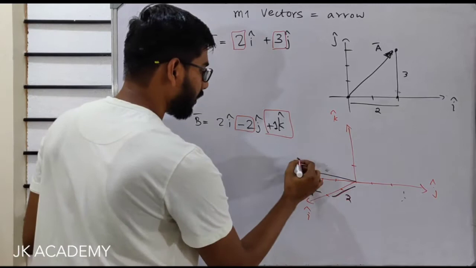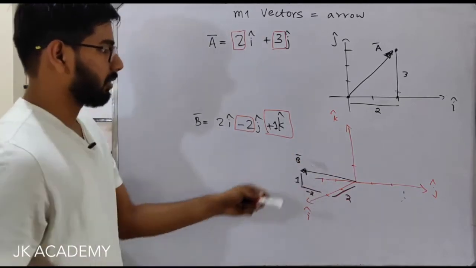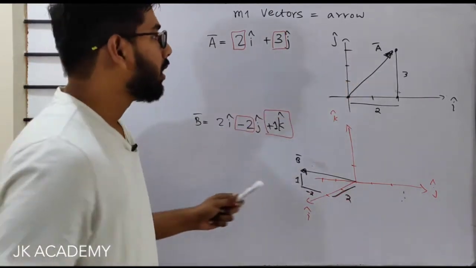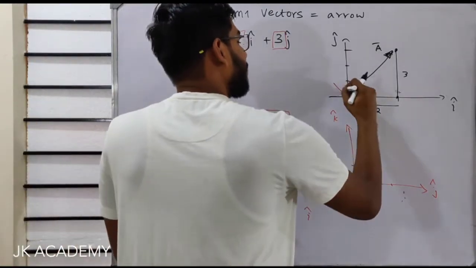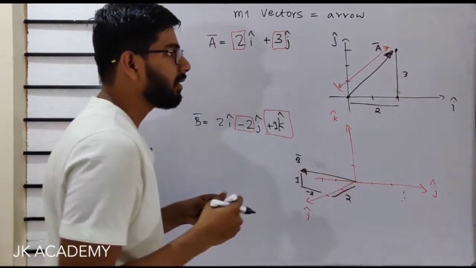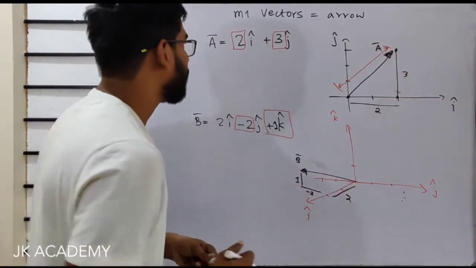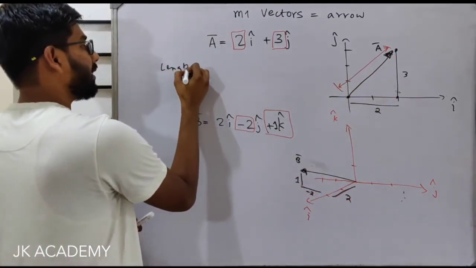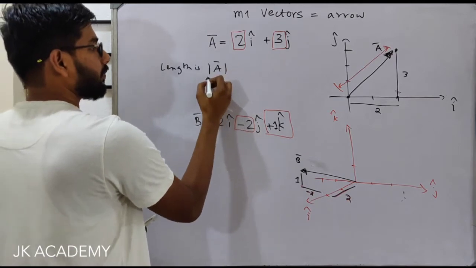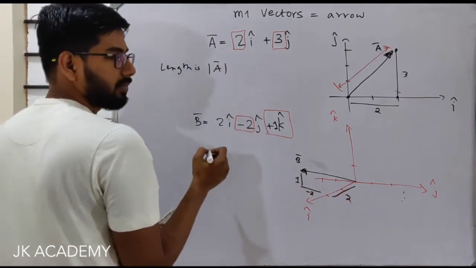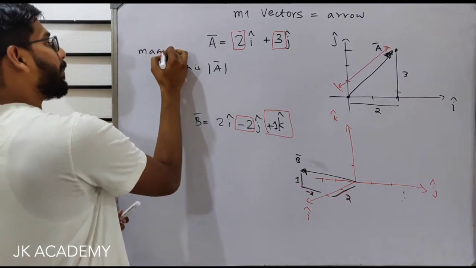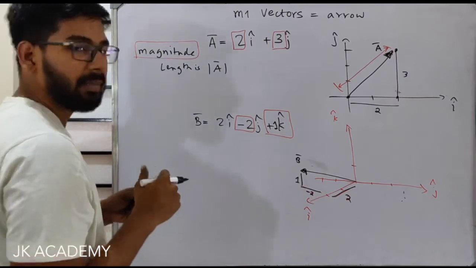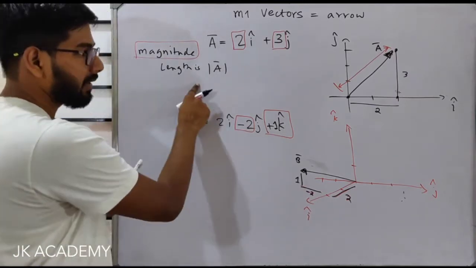So each vector is an arrow, be it in 2 dimensions or 3 dimensions. Since it is an arrow, I can find the length of this arrow, right? What is the length of this arrow? The naming is modulus of a bar. It is also called the magnitude of a vector. So if the question asks to find the magnitude of vector a, it means you are actually finding the length of the arrow a.